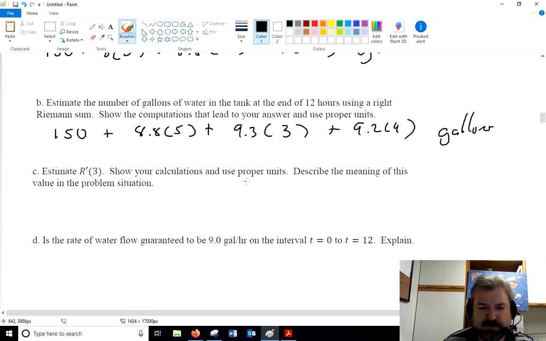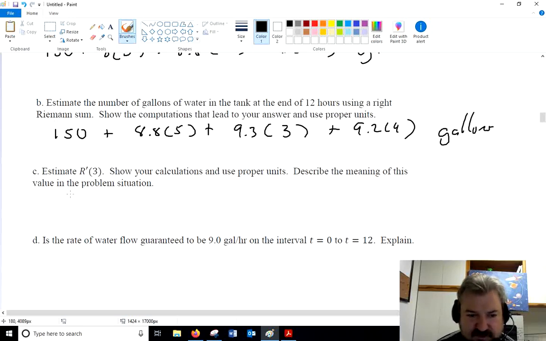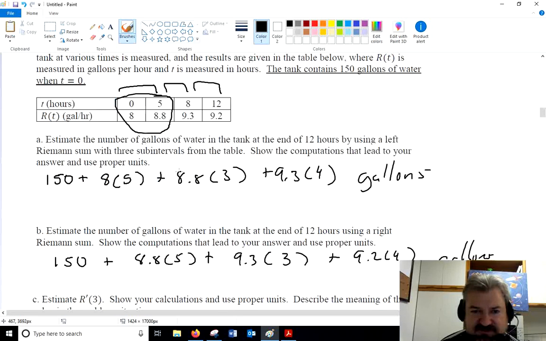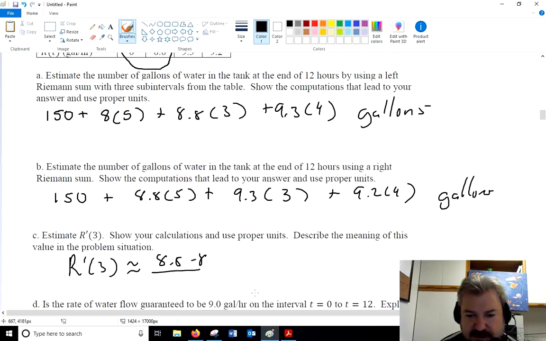All right, let's estimate R prime of 3, show the calculations, use proper units, and describe the meaning of our answer. Well, it didn't ask, but the meaning of our answer in A and B was that at time t equals 12, there is that many gallons of water in the tank. R prime of 3, since we don't have t equals 3, we'll use the 2 that surround it, and we'll find the average rate of change. So R prime of 3, the derivative at 3, is approximately equal to the secant line, or average rate of change. So 8.8 minus 8 over, and the change in x's was 5 and 0, right?